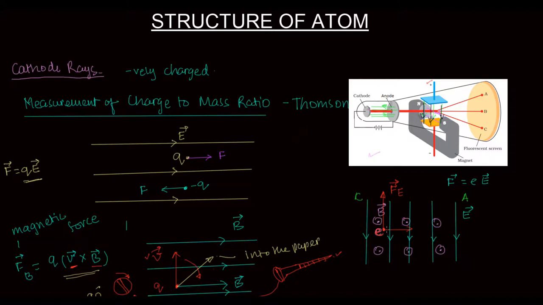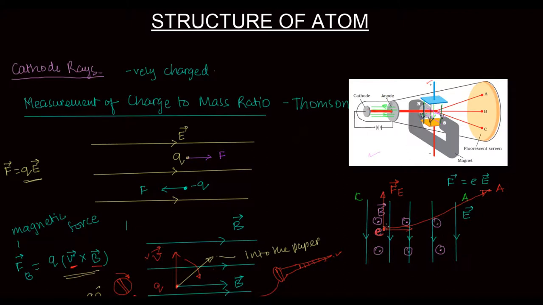So if only the electric field is switched on, what will happen? The electron will shoot forth, and as it is moving, there is a force that is being applied upwards. So the electron will try to take a trajectory like this and will come and hit this plate somewhere here at point A, if there is only an electric field. Did we get that?